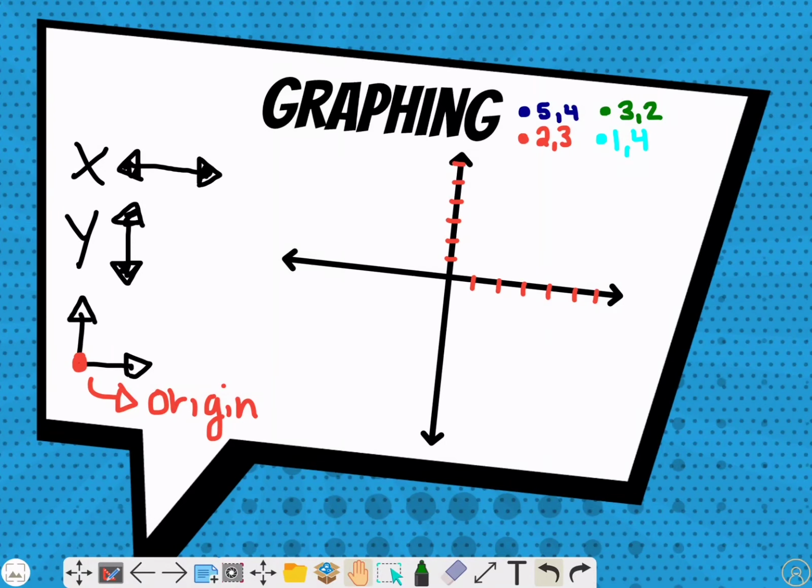Okay, graphing points on a coordinate plane. Now, a couple things you need to remember is that your x-axis is the one that's going across the bottom. It is going horizontal this way. Second point you need to know is that your y-axis is on the side, and it's going up and down. And then where those two meet, that happens right in the middle, like right over here, that's called your origin.